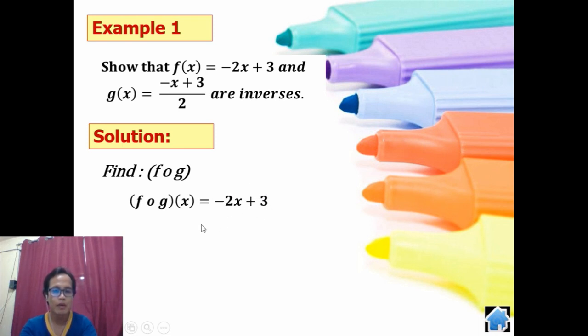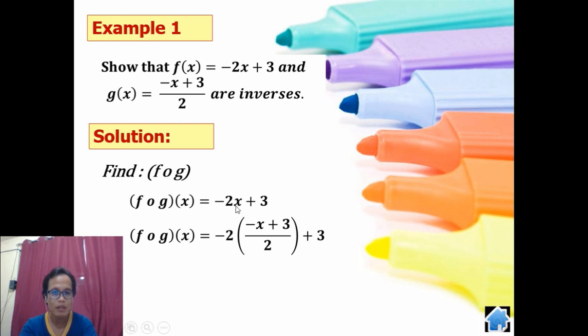Ang next step is kining function g, which is negative x plus 3 over 2, kinahanglan i-substitute nato diri sa x. So, kining x atong ilisan sa negative x plus 3 over 2. So, the resulting equation now becomes negative 2, kining negative 2, we copy the negative 2 here. Then, instead of writing x, kining x, ato na siyang ilisdan sa function nga g. So, this is our function g. So, ilisan na ato ang x, so that becomes negative x plus 3 over 2. Then, we simply copy positive 3.